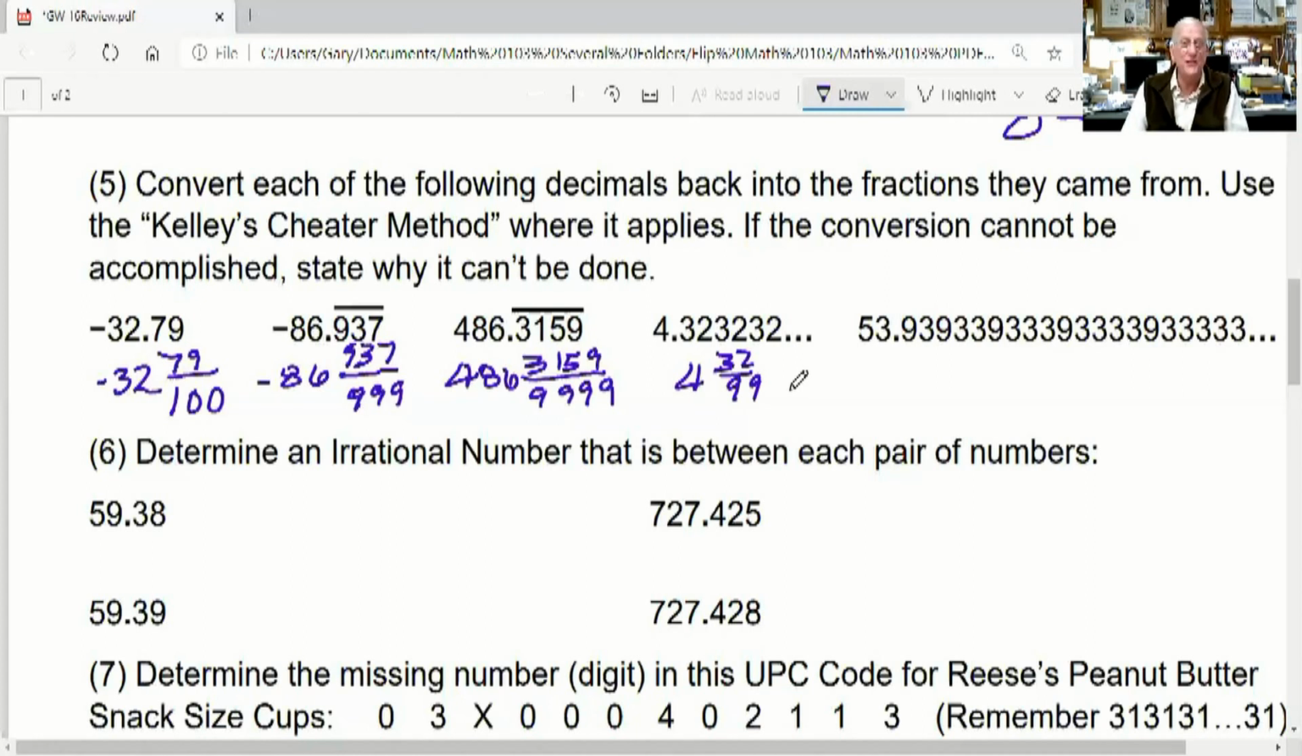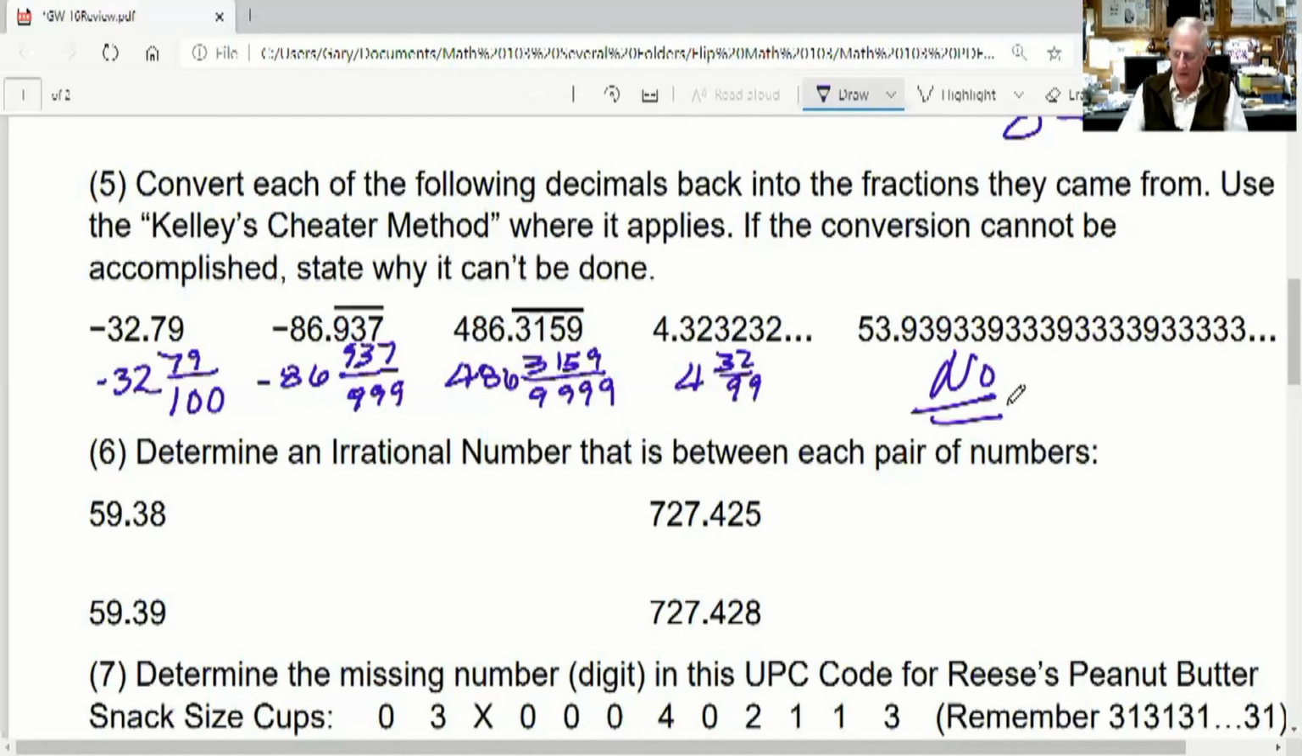Because of that, we realize that this is an irrational number. And you recall the definition of a rational number is any number that can be expressed as the quotient or division of two integers. Irrational numbers cannot be written that way. They cannot come from fractions. Therefore, this one cannot be done. So, no, we cannot make that conversion.